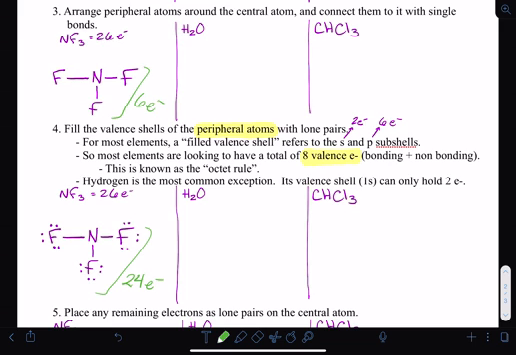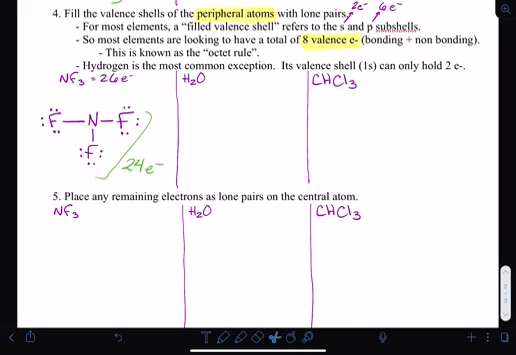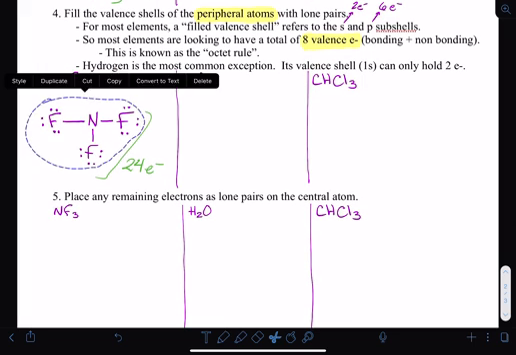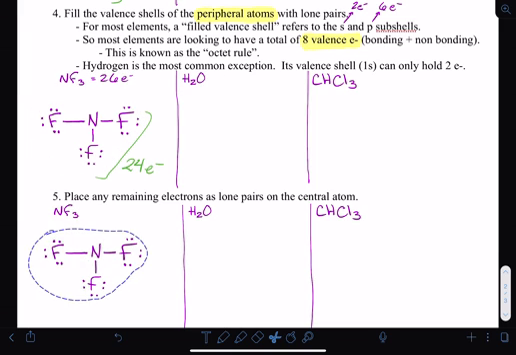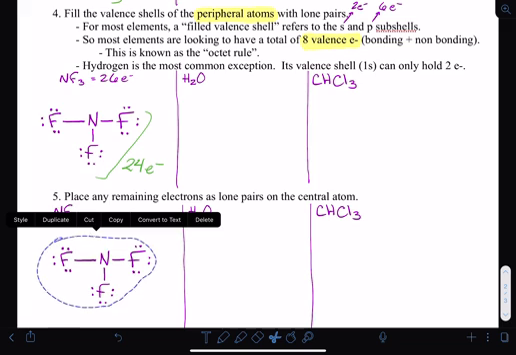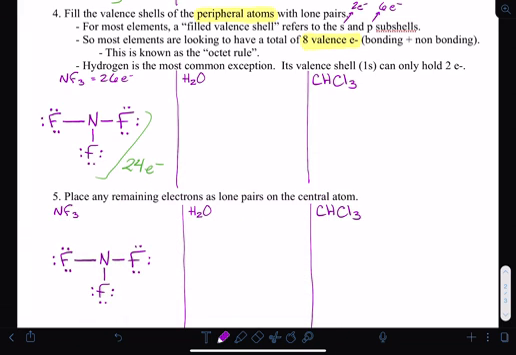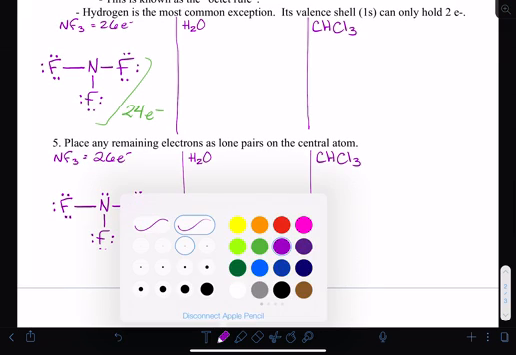So moving on, the last thing we want to do is to place any remaining electrons as lone pairs on our central atom. We have 2 electrons left, and the only place that we can put them is on that central atom. Our peripheral atoms are already full. They have the 8 valence electrons that they want. They cannot have any more than that. 8 is the maximum for peripheral atoms. So our last 2 electrons have to go as a lone pair on nitrogen.